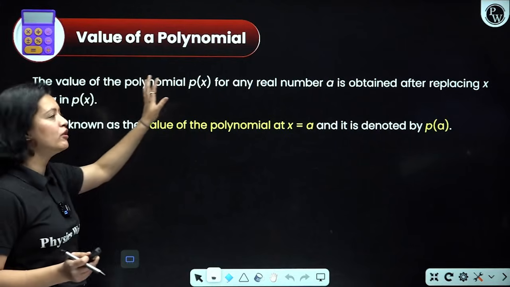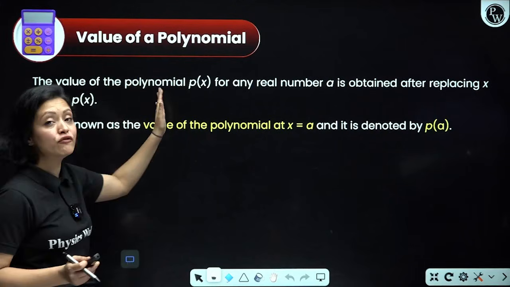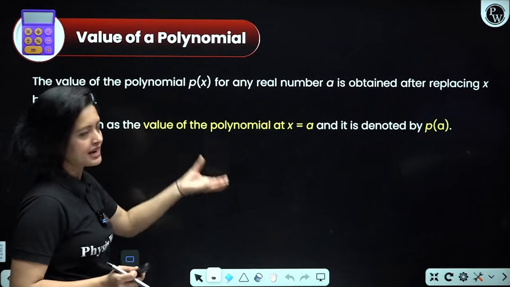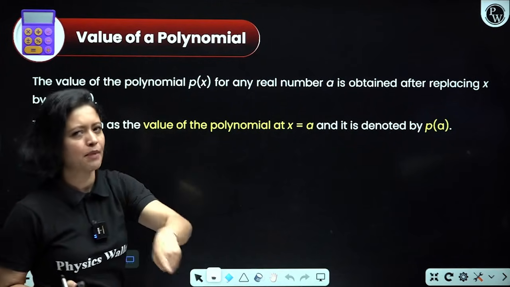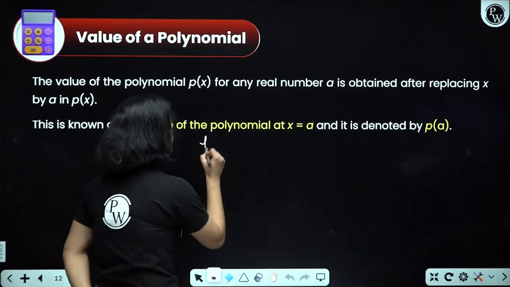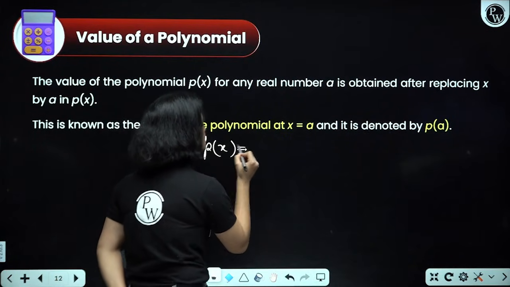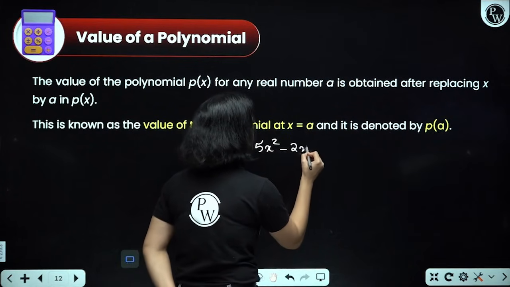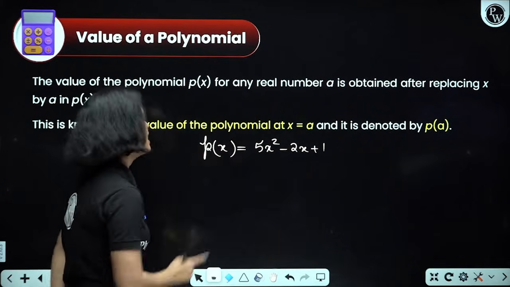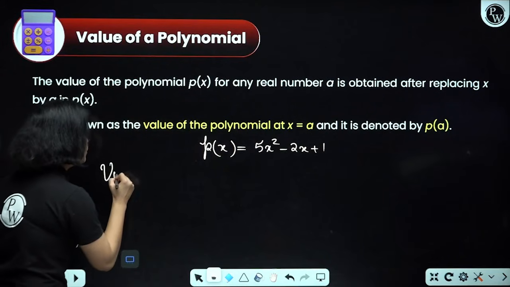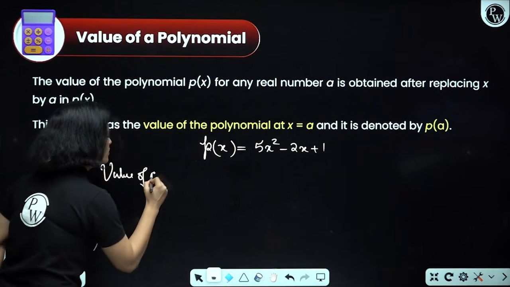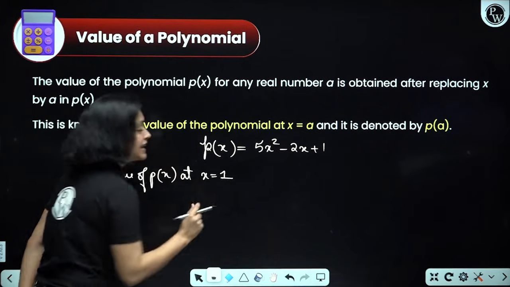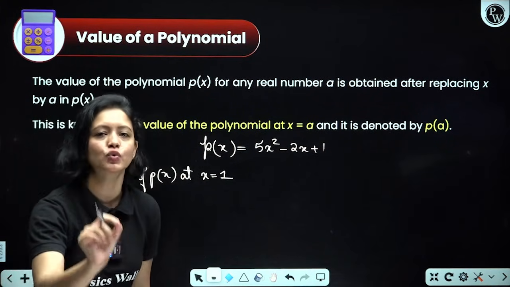Now let's talk about value of a polynomial, guys. What is the value of a polynomial? Value of polynomial p(x) for any real number a is obtained after replacing x by a in p(x). Let's understand this using an example that will be easier. For example, if I write polynomial p(x) as, let's say, 5x squared minus 2x plus 1. This is my polynomial, guys. Now I want the value of polynomial p(x) at x equals 1. At x equals 1, I want the value of p(x).